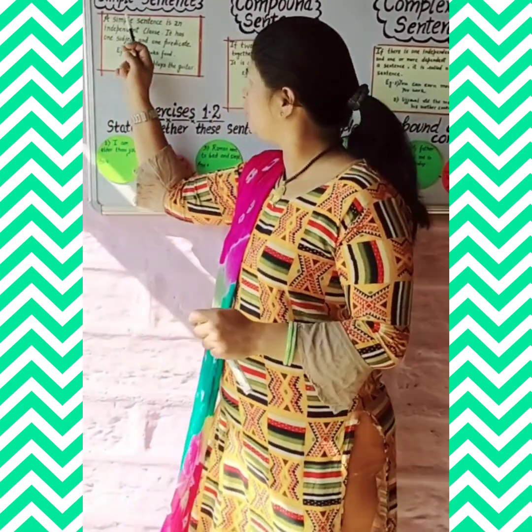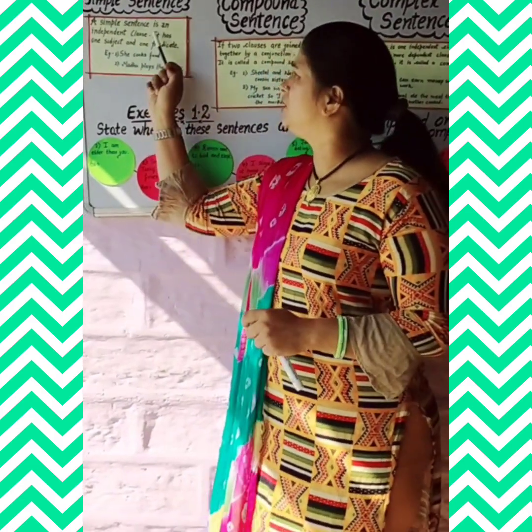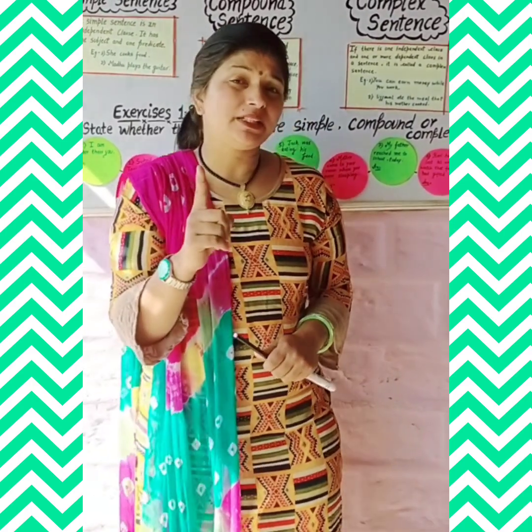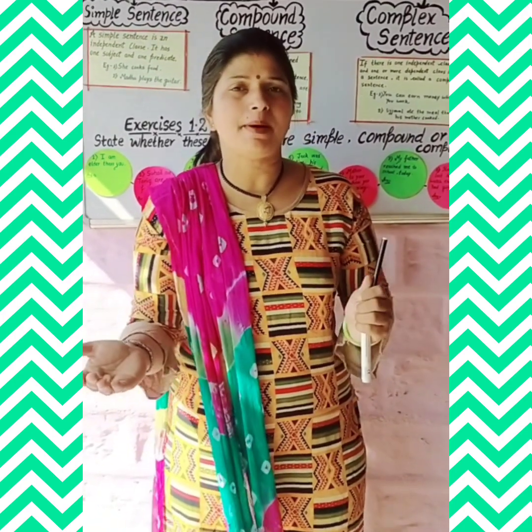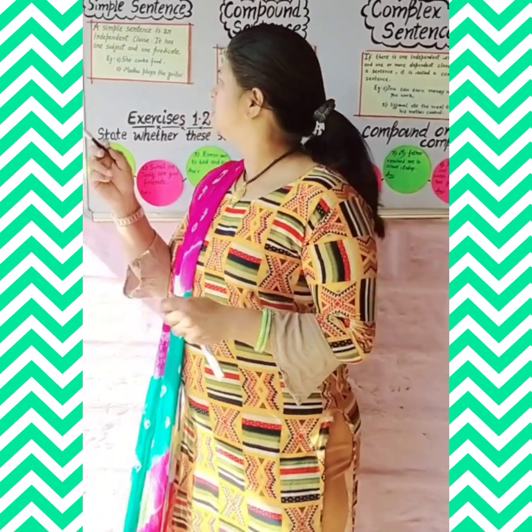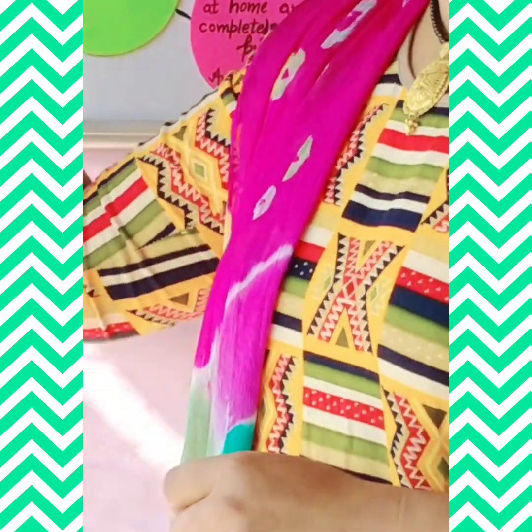So what will a simple sentence be? One which has an independent clause, and in a simple sentence it has only one subject. Subject, you know, right? Subject means about whom we are talking. The one we are talking about is our subject. And what we are saying about the subject is the predicate. Got it? So let's understand this by example.